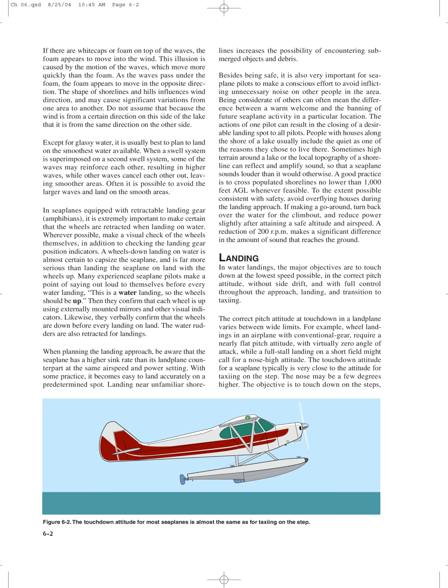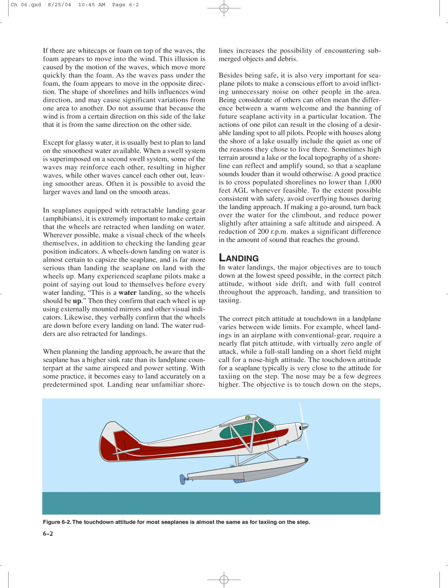If making a go-around, turn back over the water for the climb out, and reduce power slightly after attaining a safe altitude and airspeed. A reduction of 200 revolutions per minute makes a significant difference in the amount of sound that reaches the ground. In water landings, the major objectives are to touch down at the lowest speed possible, in the correct pitch attitude, without side drift, and with full control throughout the approach, landing, and transition to taxiing.